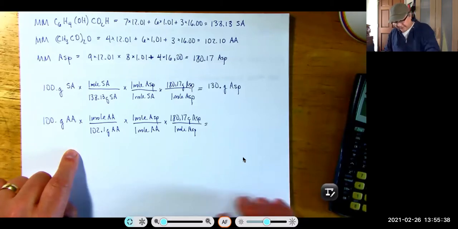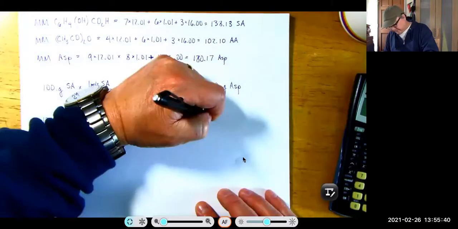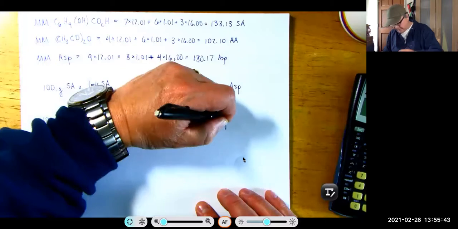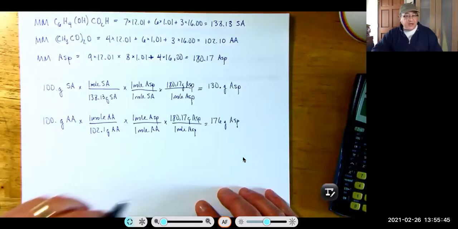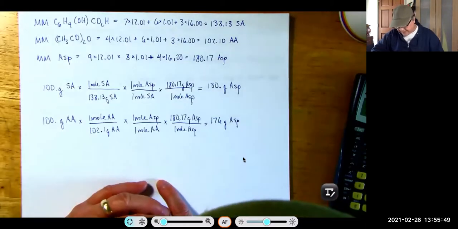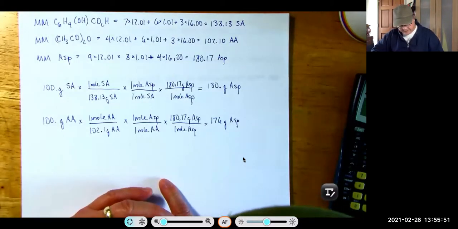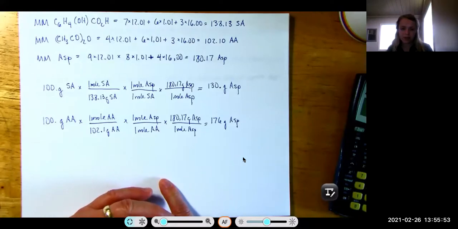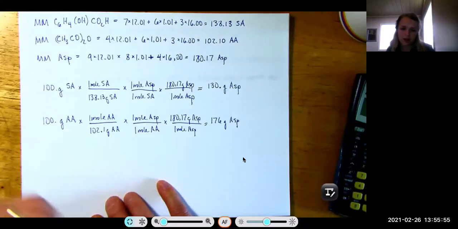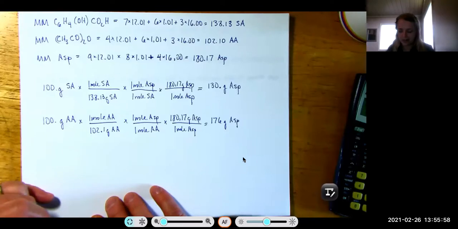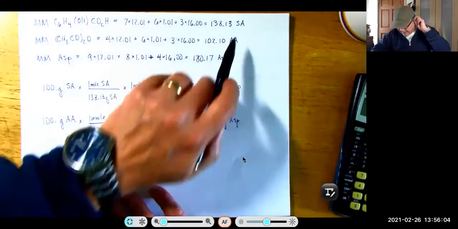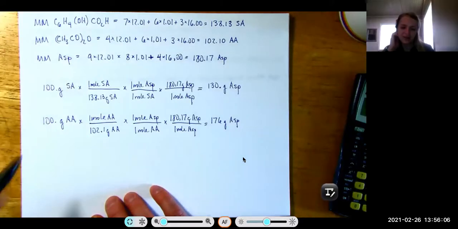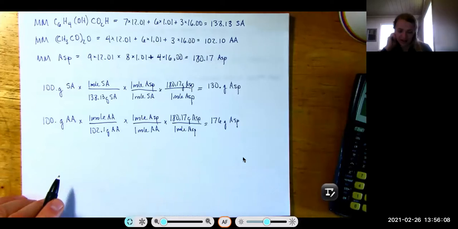And it's 176. Okay, so again, how do we compare these two numbers? What does each number tell us? It means that you'll need 130 grams of the salicylic acid. What was it called again? The SA acid. Yeah, just call it SA. That's fine. Okay, and then 176 of the AA.